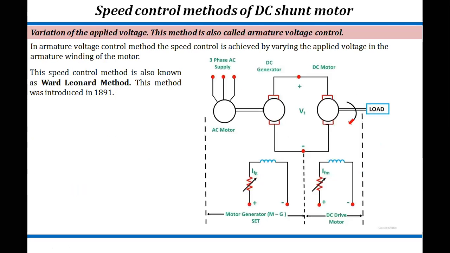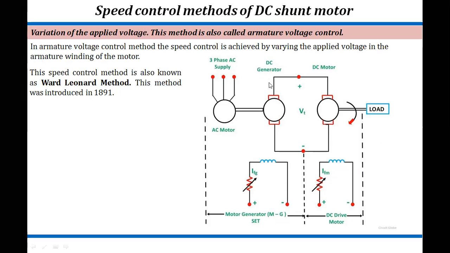Now we can see the variation of applied voltage. This is not a complicated diagram. This is the same diagram. You can see here what I have done. I am giving the power supply. Because what are we supposed to do? We are supposed to do variation in the applied voltage. It is nothing but the supplied voltage.